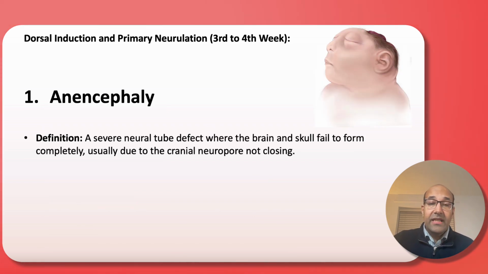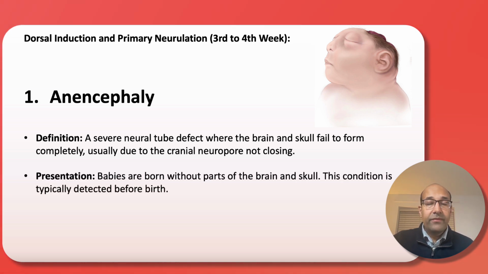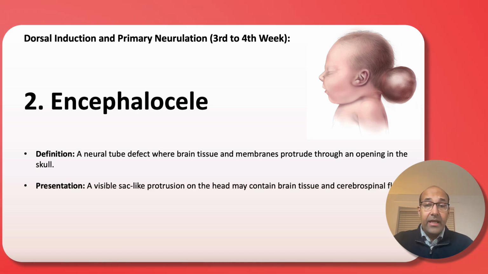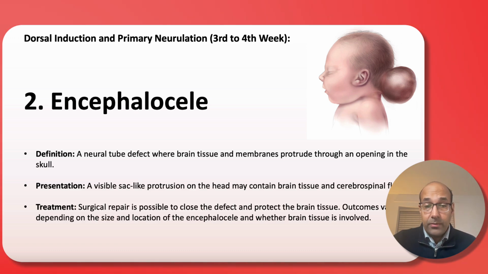Anencephaly is failure of the neural tube to close at the neuropore, leading to failure of the skull and part of the brain to form. Usually that is fatal and is typically detected before birth. With encephalocele, we can see a defect where brain tissue, dura, and also CSF protrude, usually through a defect in the back of the head. That sac needs to be closed. Repair is possible, and outcomes vary according to the size and location of the protruded brain.